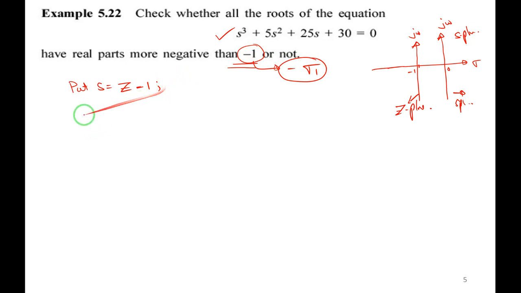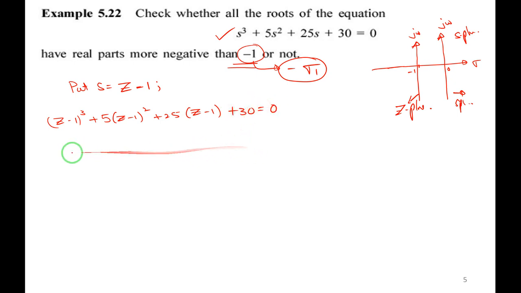So get the modified characteristic equation. Replace s by z minus 1 everywhere. So (z minus 1) whole cube plus 5 into (z minus 1) whole square plus 25 into (z minus 1) plus 30 equal to 0. Okay, we will solve it.